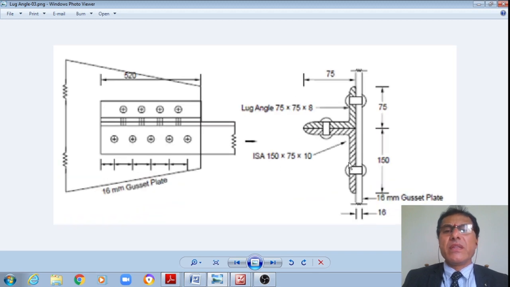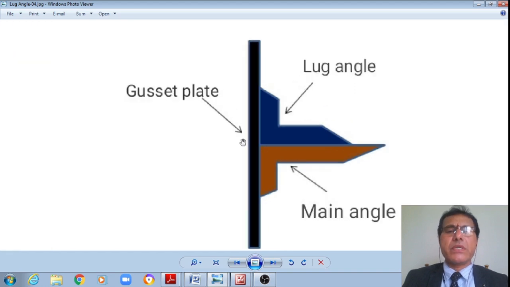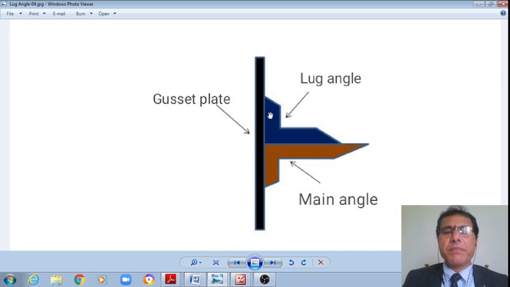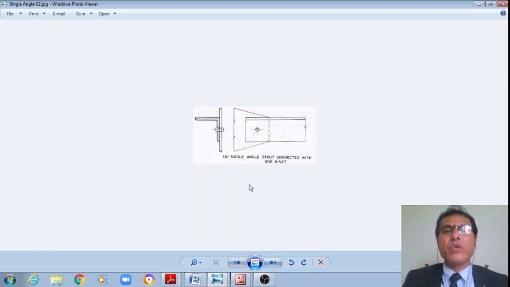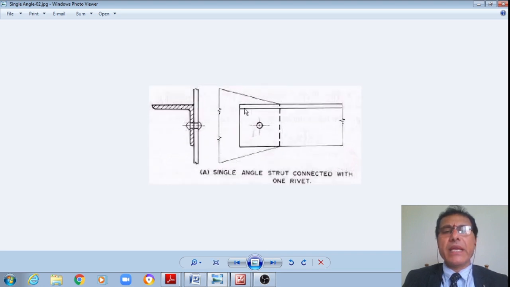And another schematic view: the main angle is connected by means of a lug angle, which is connected by means of 4 bolts here, as well as the main angle is connected by means of 5 bolts, and we can see that the outstanding legs of both the angles are connected by means of 4 bolts, to one side of a gusset plate. These 2 angles are connected back to back to one side of this gusset plate. And this is just the 3D schematic, students. Front elevation, gusset plate, and this is the lug angle and the main angle. I hope you understand. I am showing simply the main angle connected to one side of a gusset plate.